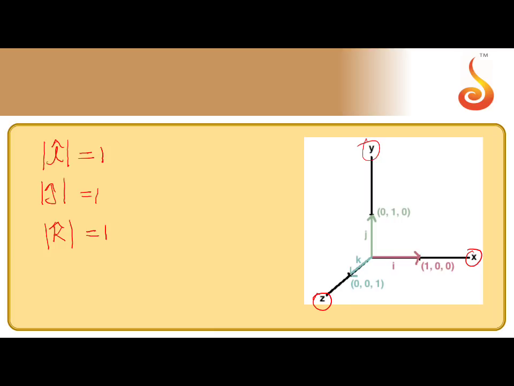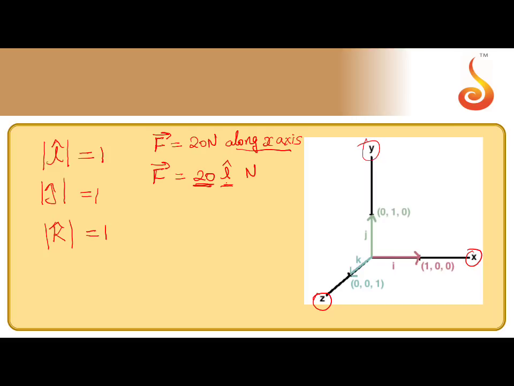Let us suppose in the previous problem, I told force vector is equal to 20 Newton along x-axis. Instead of writing along x-axis, I can write it as F vector is equal to 20 i cap Newton. What I have done is I have multiplied 20 with i cap. When I multiply both of them, the magnitude of i is 1. 1 into 20 is 20. i cap says it is along the x-axis.